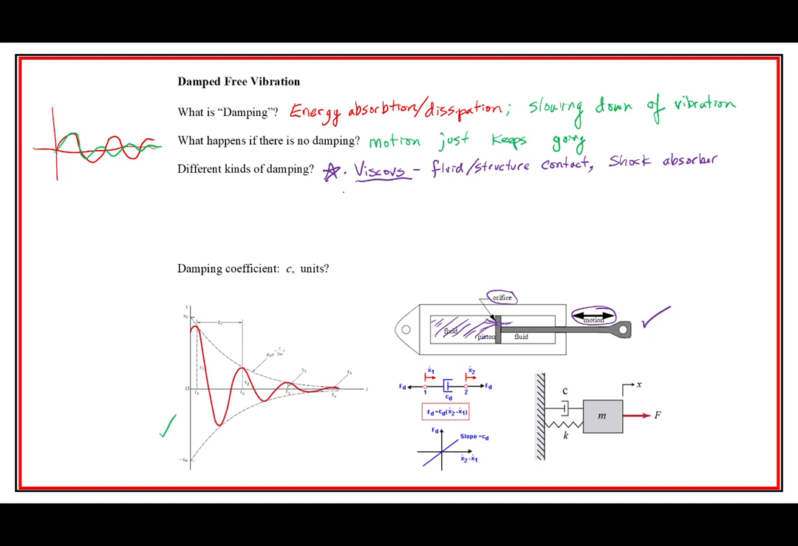Other types, we can also have friction. So we can have friction type damping, and I'll put another name for this: also AKA Coulomb damping.